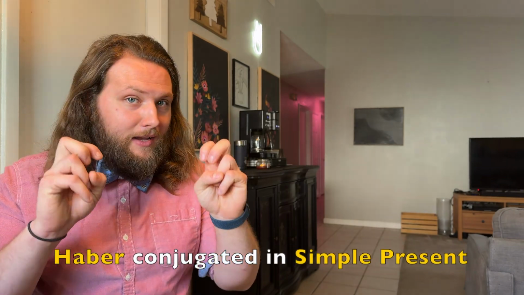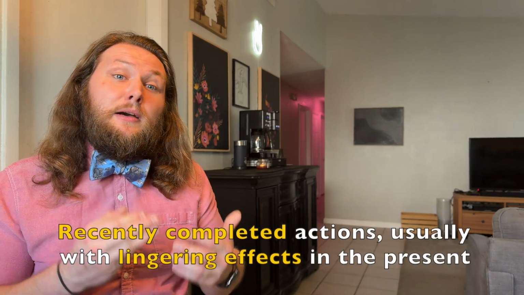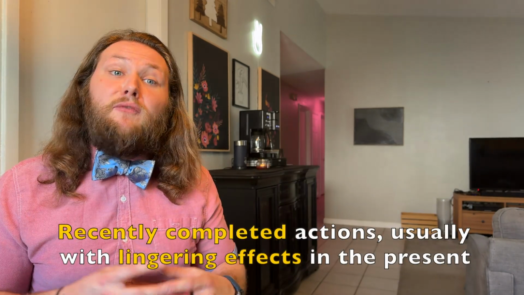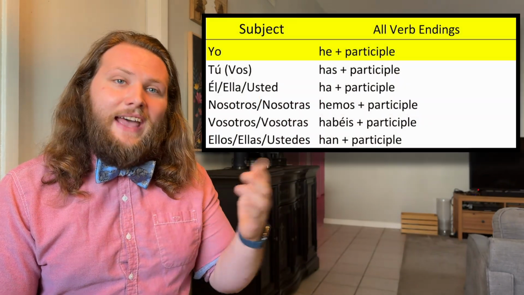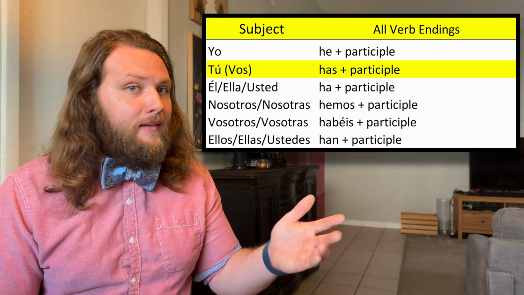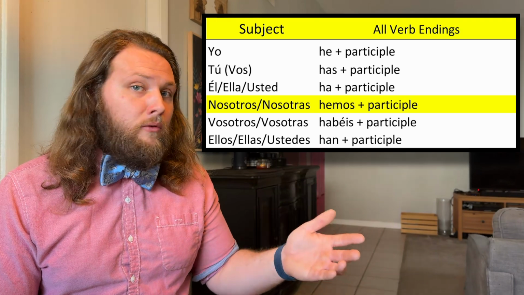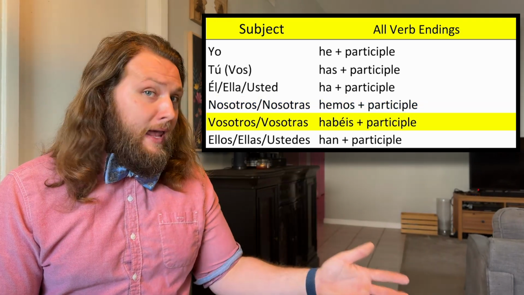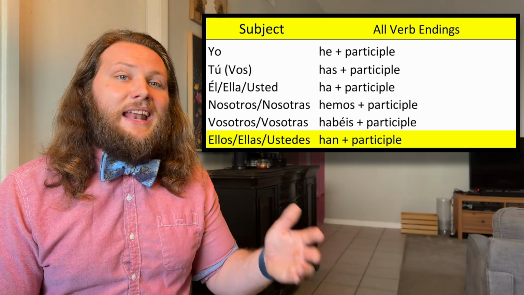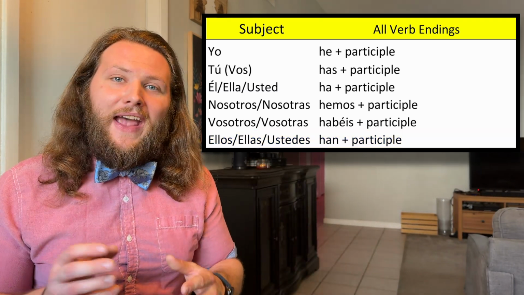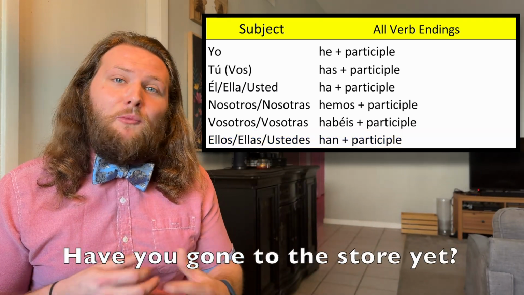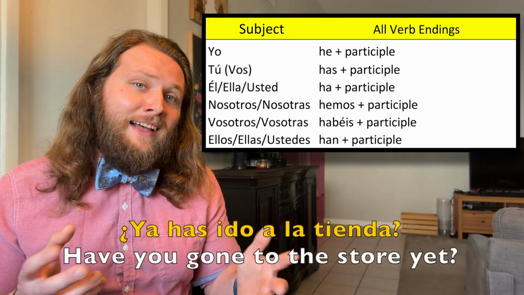The present perfect conjugates haber in the simple present tense and is used to talk about recently completed actions, usually with effects still felt in the present moment. The conjugations are yo he, tú, vos has, él, ella, usted ha, nosotros, nosotras hemos, vosotros, vosotras habéis, and ellos, ellas, ustedes han. So to ask, have you gone to the store yet? We say, ¿ya has ido a la tienda?